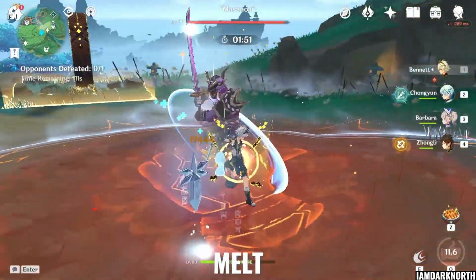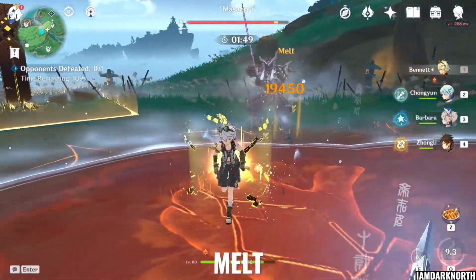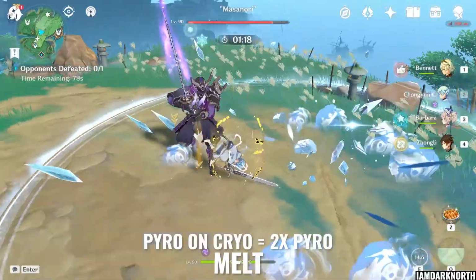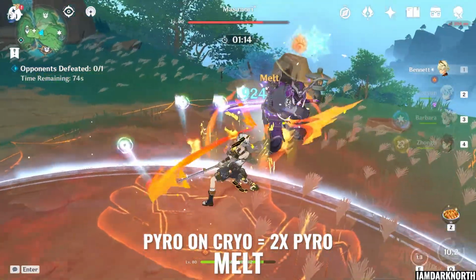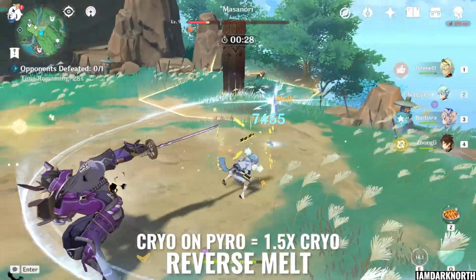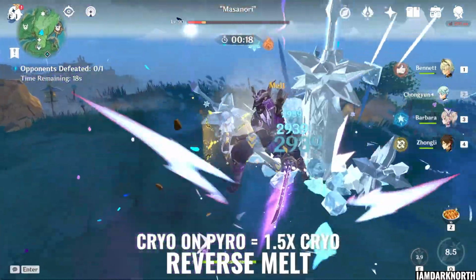Pyro and Cryo cause Melt, amplifying damage of the attack that triggers it. Pyro on a Cryo affected enemy multiplies the Pyro attack damage by 2 times. Cryo on a Pyro affected enemy multiplies the Cryo attack by 1.5 times.